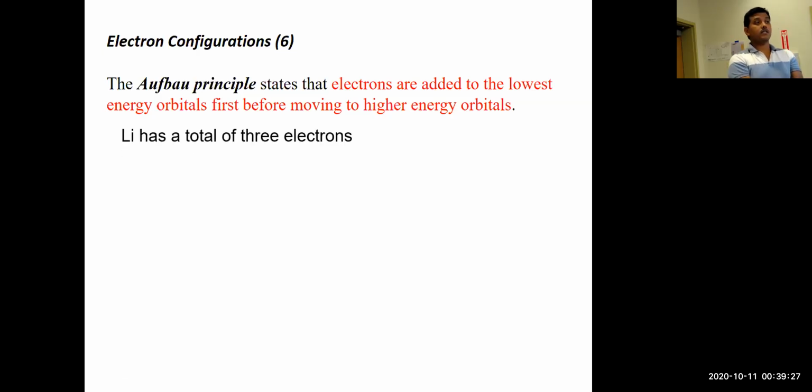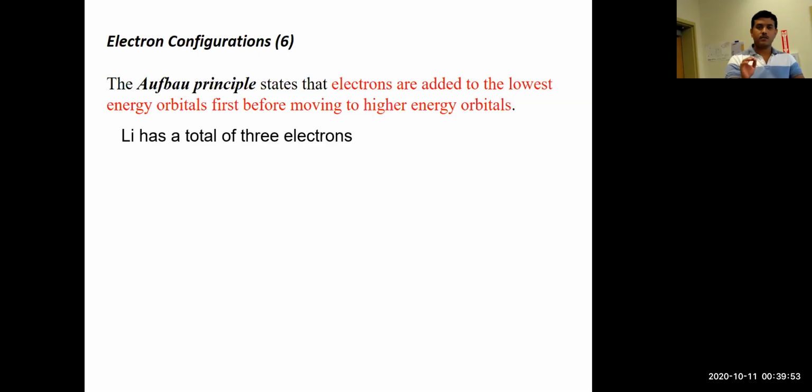So let's look into this example of lithium. If you look at the periodic table, you find that lithium's atomic number is 3. So a neutral lithium atom should have 3 electrons. Now start working on electronic configurations with me. By the end of this lecture, you will be fine on your own in writing electronic configurations.